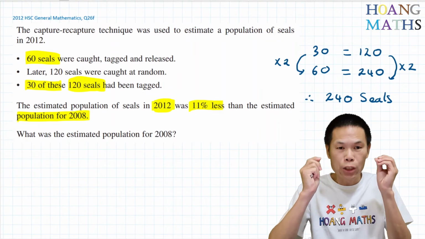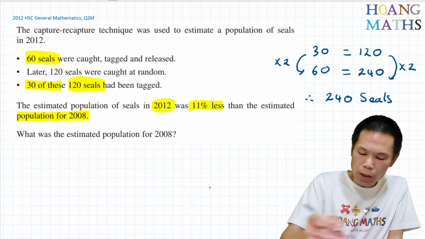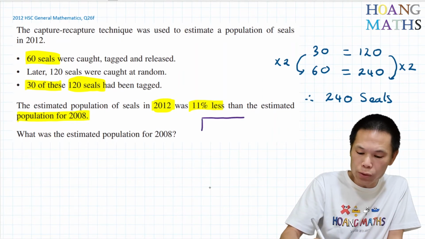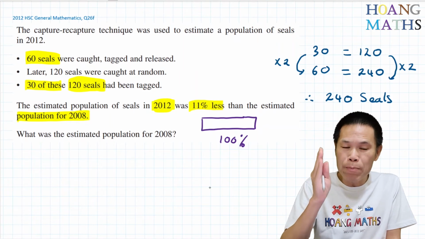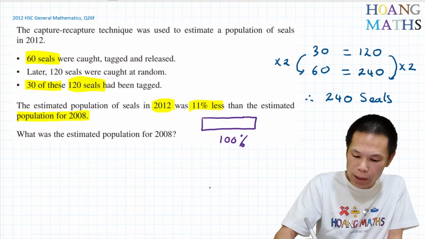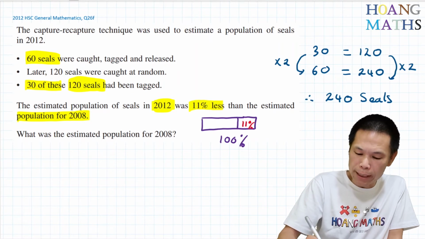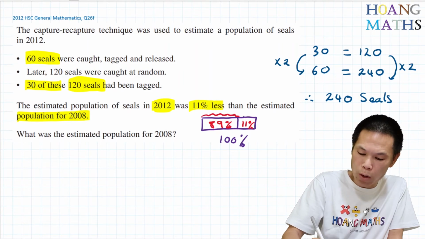in 2012. But the question is asking the population in 2008. So in 2008, let me just draw a diagram here. So we know that there are 100% in 2008. But then in 2012, 11% less. So this means that we minus 11%, if you like. That is 11% less. So this means that 100% minus 11% is 89%. So this represents 2012.